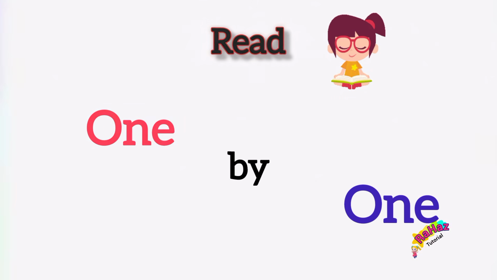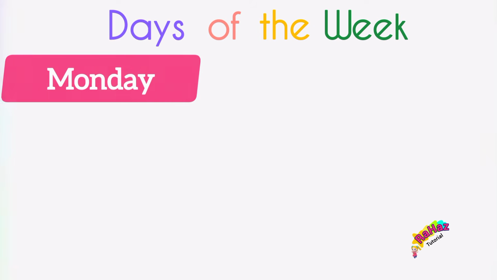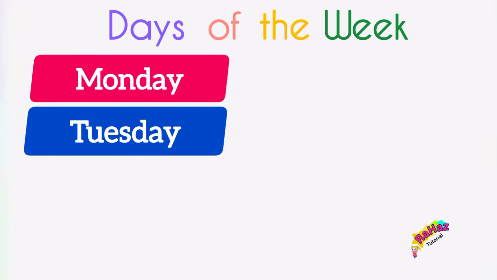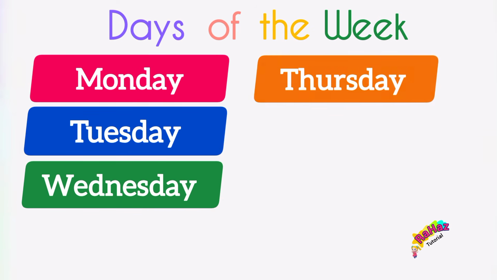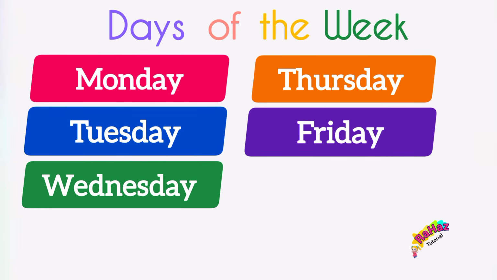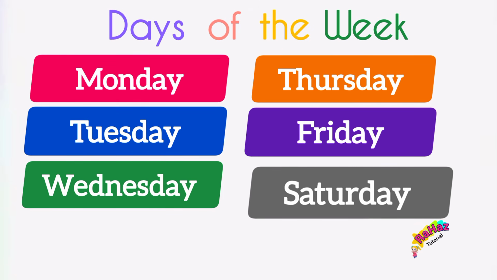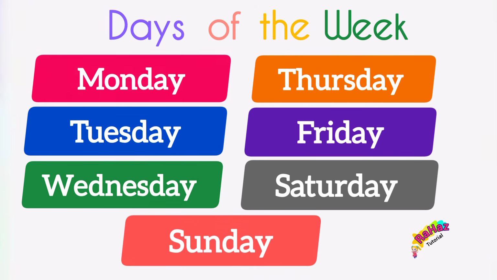Now read one by one. Days of the week. First day is Monday. Second day is Tuesday. Third day is Wednesday. Fourth day is Thursday. Fifth day is Friday. Sixth day is Saturday. Seventh day is the Sunday.